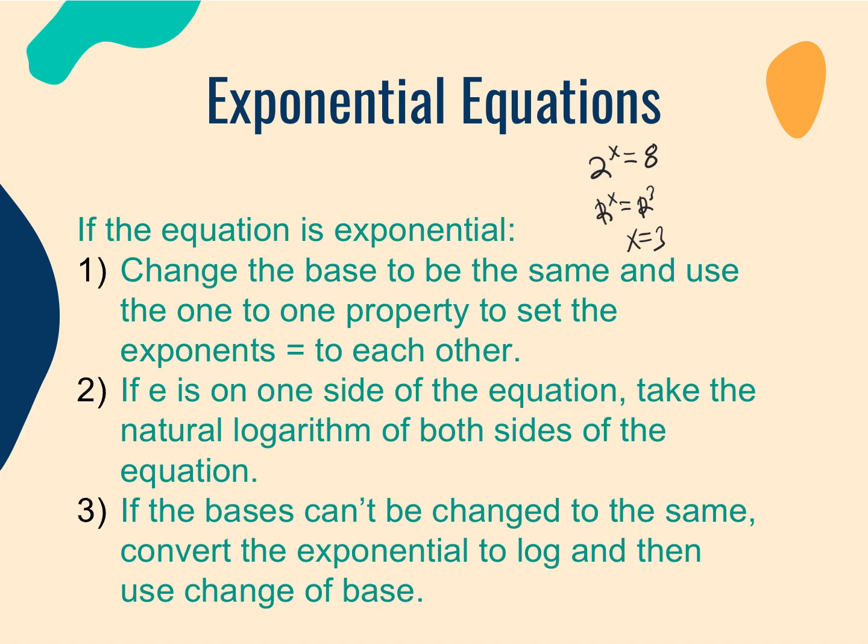But let's just say I have 2 to the power of x equals 10. Well, there's no way to rewrite 10 to have a base of 2. I can't write 10 as 2 to the power of something. I know 2 to the power of 3 is 8, and I know 2 to the power of 4 is 16, so I know that whatever this number is has to be between 3 and 4. But I don't know the exact number.